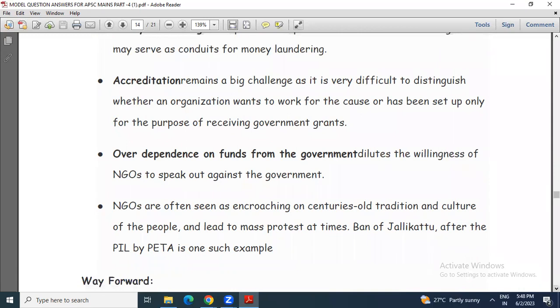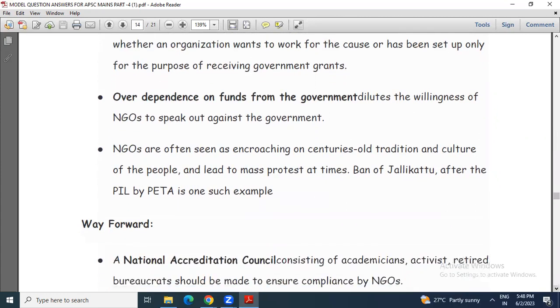Money laundering, where NGOs are used for black to white conversion. Then accreditation remains a big challenge, as it is very difficult to distinguish whether an organization wants to work for the cause or has been set up only for the purpose of receiving government grants.